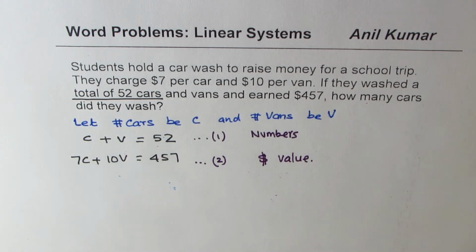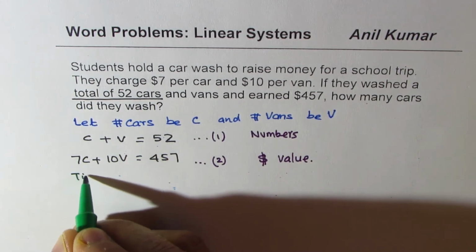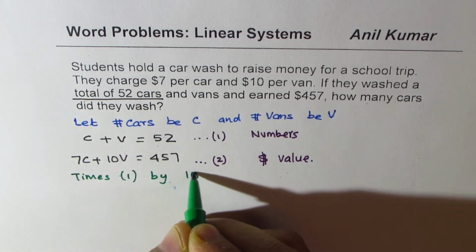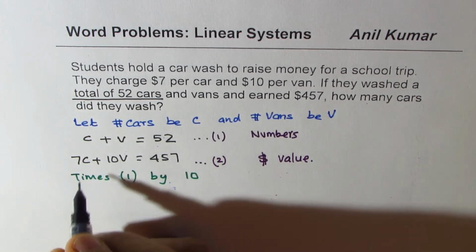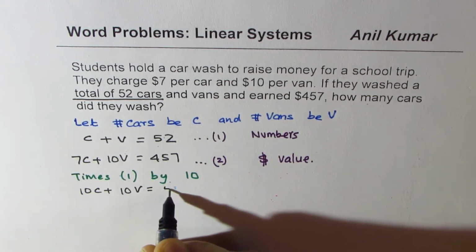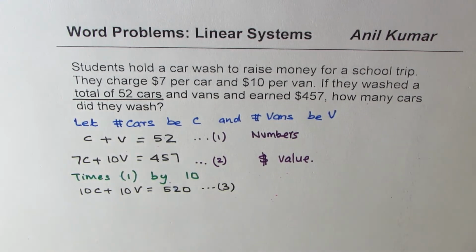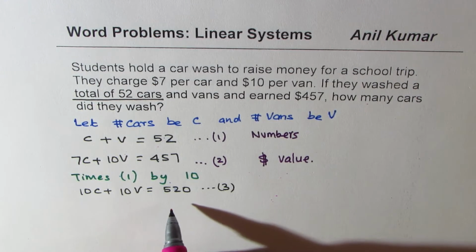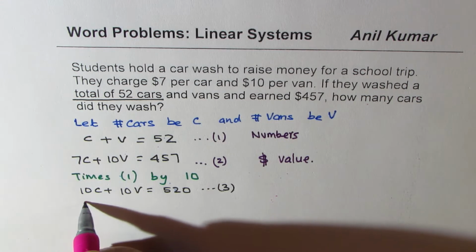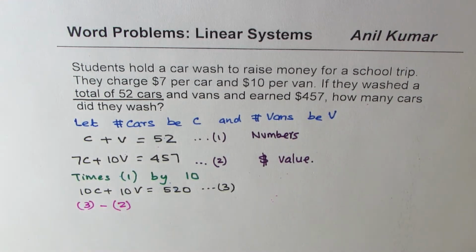So we can eliminate V. So to eliminate V, I will times our first equation by 10. So if I do that, I get 10C plus 10V equals to 520. So we get our equation number 3. Now it's a simple step. We have to do equation 3 minus 2 to get what C is, right? So now we will do equation 3 minus equation 2 by elimination.